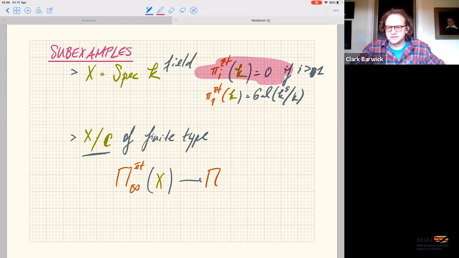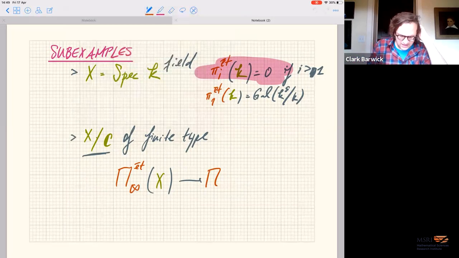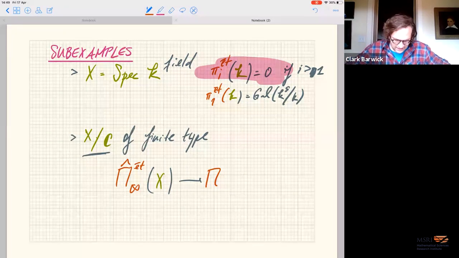Anyway, why was I bringing this up in the first place? Let me say why I was doing that. The reason was that I wanted to be able to say something about, if you had an X over C of finite type, then you can look at its étale homotopy type, but I'm just going to consider its profinite completion. I'm just going to be lazy about this and only think about the profinite completion of this thing. And I can ask, well, what kind of object is that?